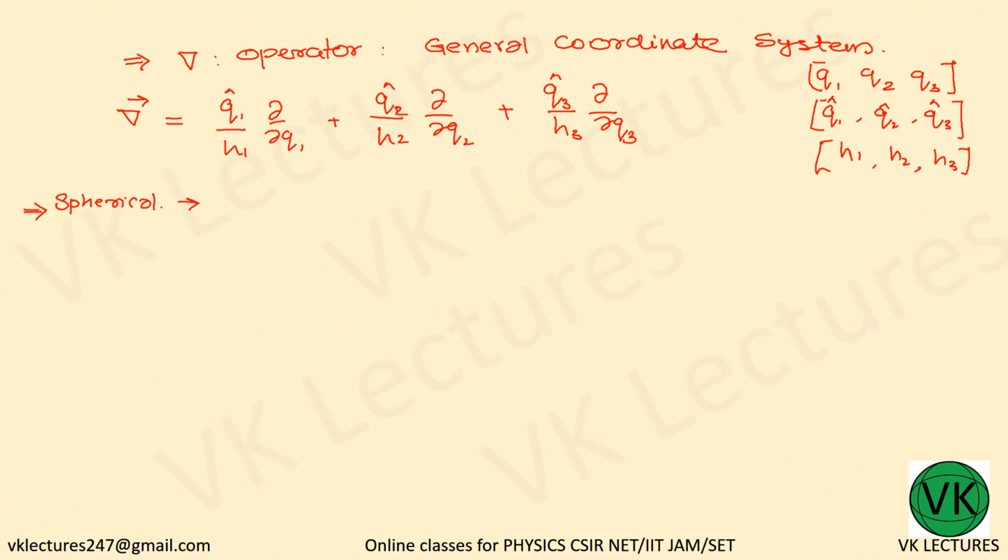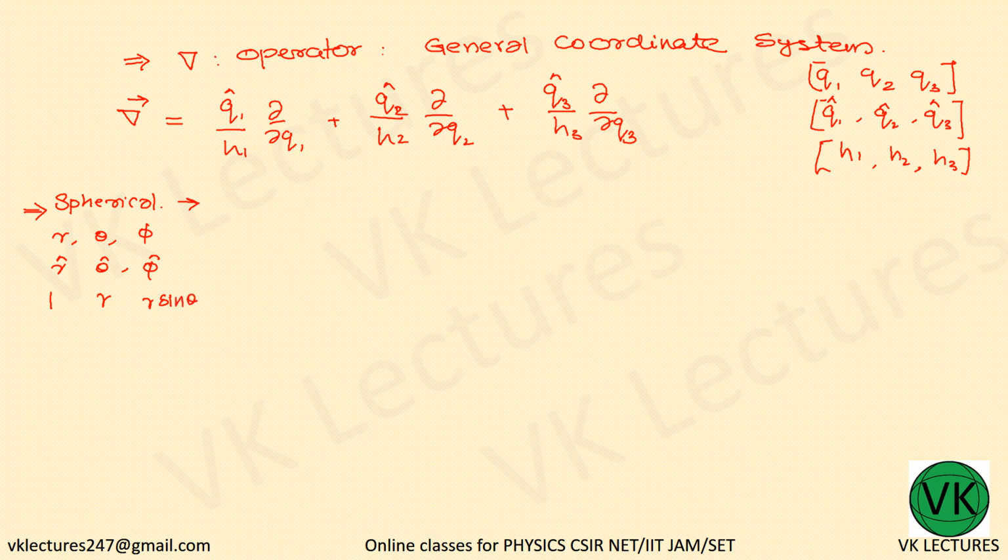For spherical polar coordinates, what are the coordinates? These are r, theta and phi, corresponding unit vectors are r cap, theta cap and phi cap, and corresponding metric elements h1, that is we know it is 1, h2 is r, and h3 is r sine theta. Okay, so how can we write this del operator?